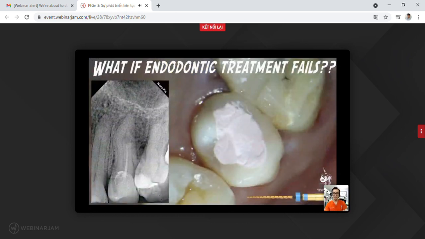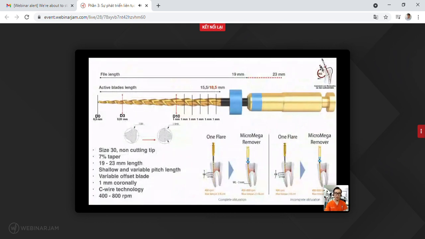So what if it fails? You have to do a redo. You have to remove the obturation. The method that I use previously was not removing files from Micromega. I use other files. But then the retreatment files also have good structure. It has a tip number 30 and taper, and it generates heat after working at more than 400 RPM. It is a CM technology, and I love to use it in treatment cases.